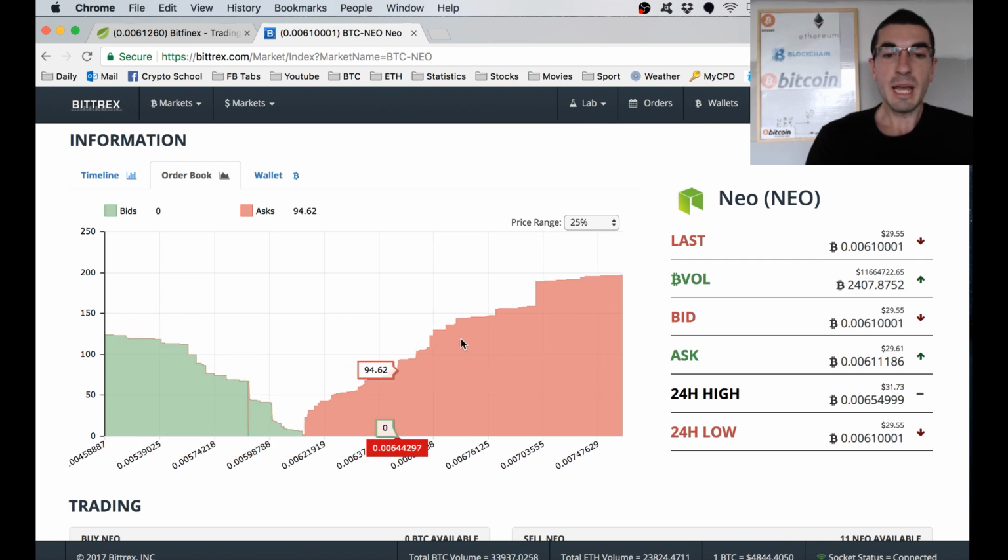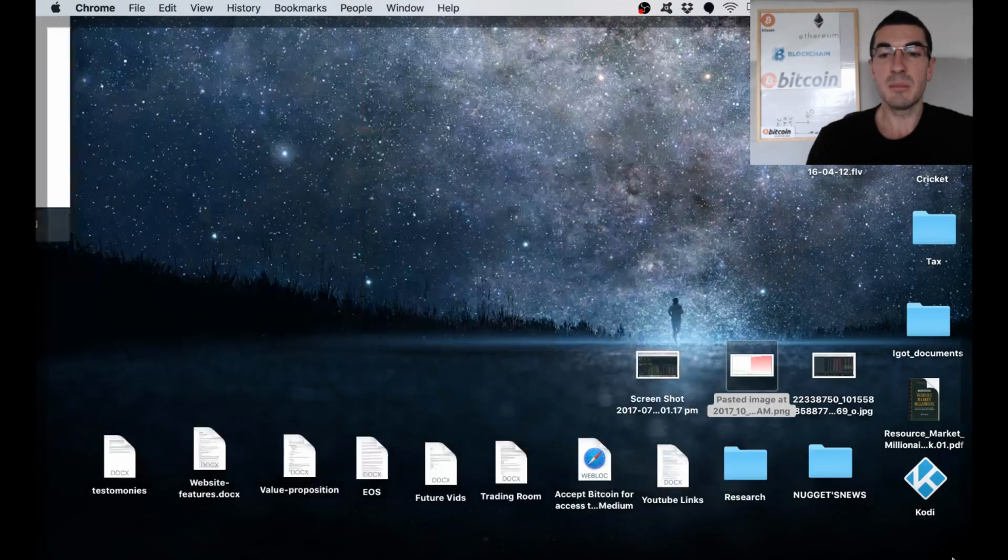Now, all that happens here when we see a bit of a wall is that one trader or a group of traders have all got their orders at that one price, and that appears as a bit of a wall. Now, I've got a couple of screenshots or examples that I'm going to show you now.